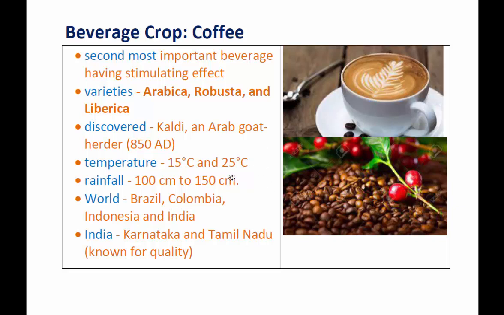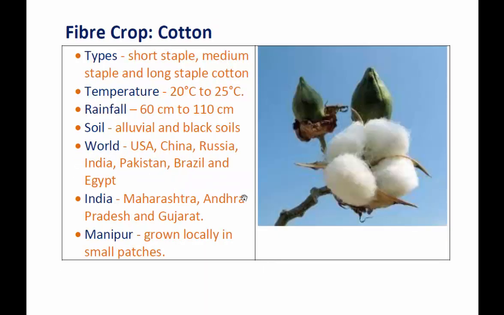For the cultivation of coffee, they need a temperature between 15 degrees Celsius and 25 degrees Celsius, and rainfall of 100 centimeters to 150 centimeters. Brazil, Colombia, Indonesia and India are the major coffee producers in the world. In India, it is mostly cultivated in Karnataka as well as Tamil Nadu, and it is said that the coffee produced in India is known for its quality.